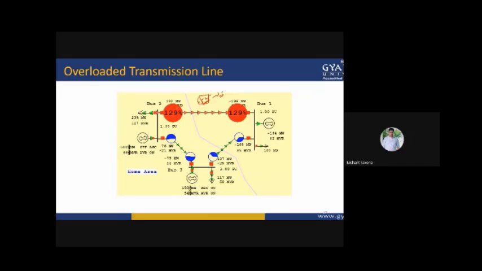So how do we reduce this? By diverting the power flow from this transmission line to another one. Okay, and you can see that a large amount of power is being delivered from this side. The power is flowing this way, and this way, and this way. So the power is flowing in this way.